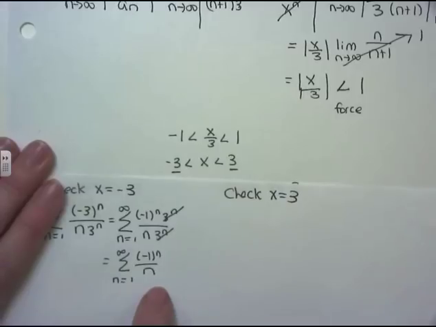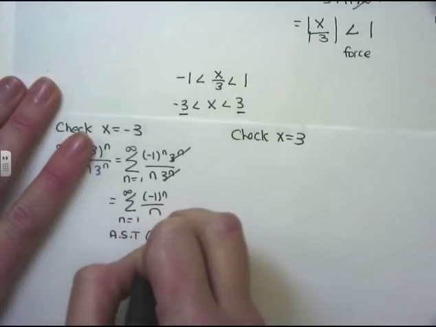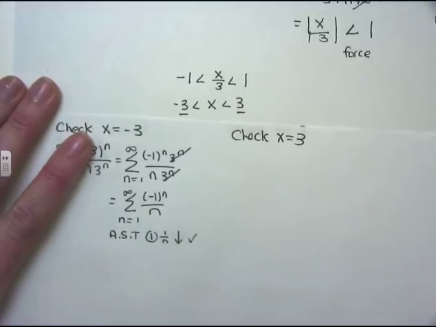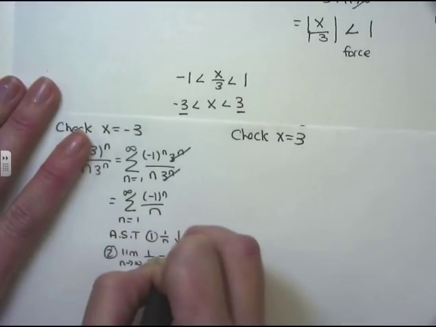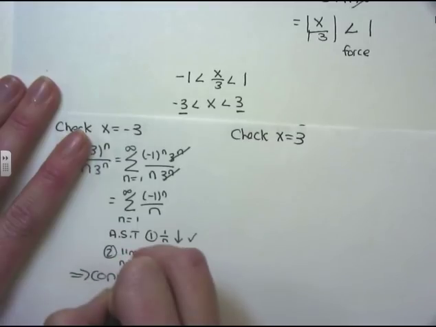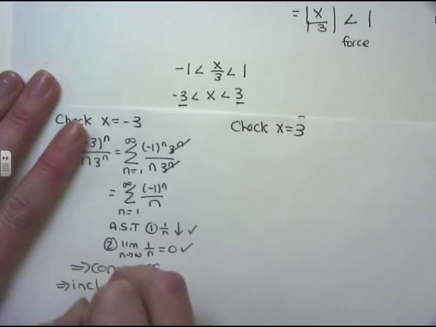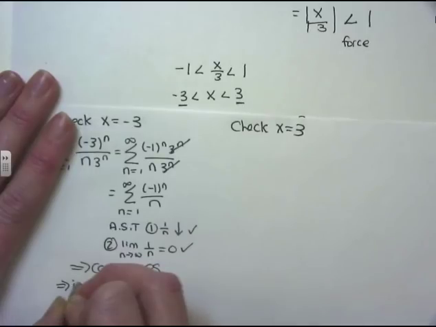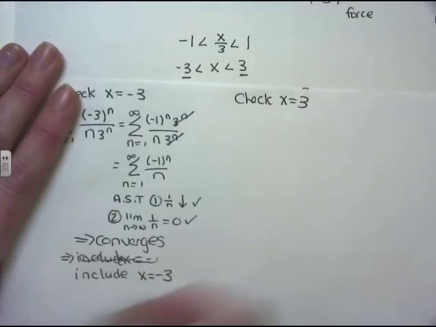This is the exact same one we worked with in part A. You'll remember we used the alternating series test. We said the sequence 1 over n was decreasing. And we said that the limit of that sequence, 1 over n, does in fact equal 0. So this series converged. Meaning I want to include x equals negative 3. Let me just rewrite that a little clearer. I want to include x equals negative 3 in my answer.